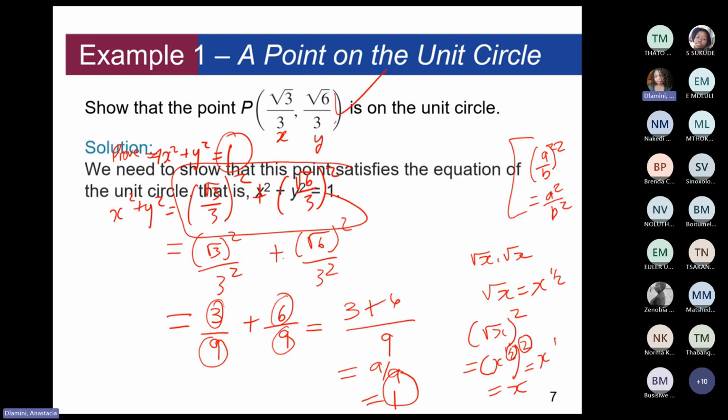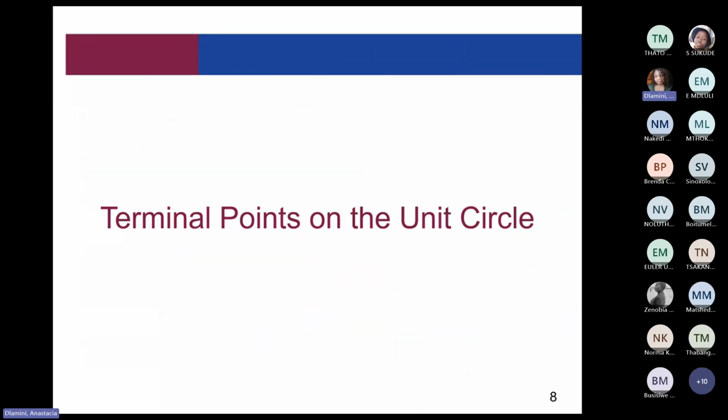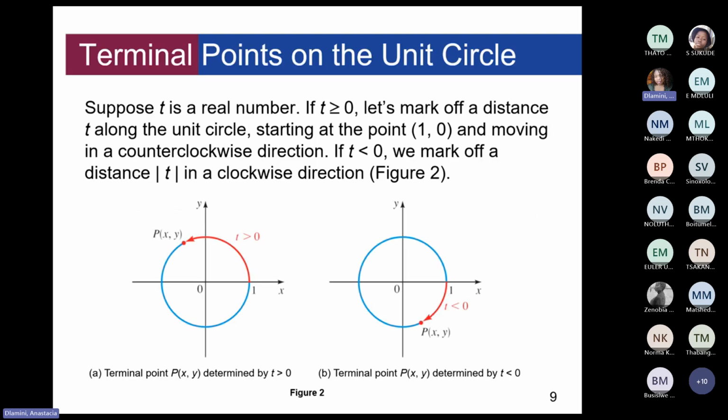Thank you. So here they say we need to show that this point satisfies the equation of the unit circle. That's what we did. We substituted and got 1. Now, the terminal points on the unit circle.